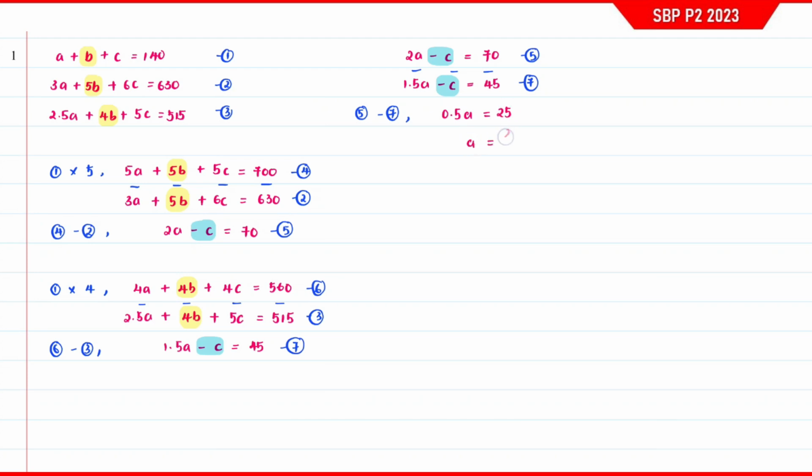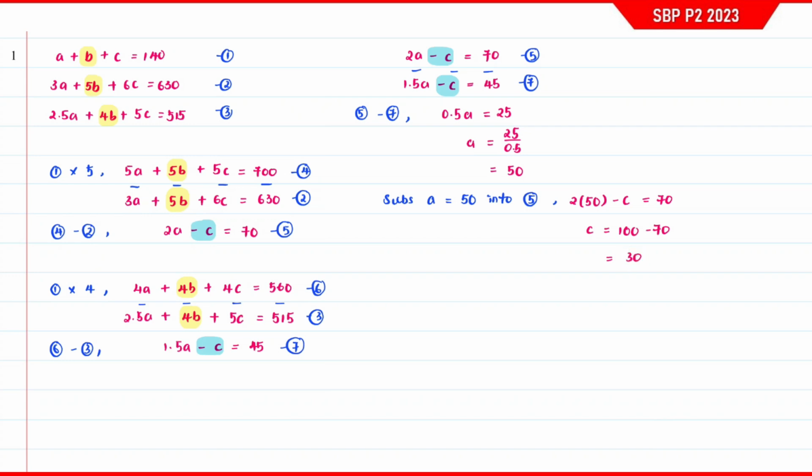So A is equal to 25 divided by 0.5, which is equal to 50. Next, I'm going to substitute A equal to 50 into equation number 5 to find the value of C. So here we're going to get 2 times 50 minus C equal to 70. So C is equal to 100 minus 70, which is equal to 30.